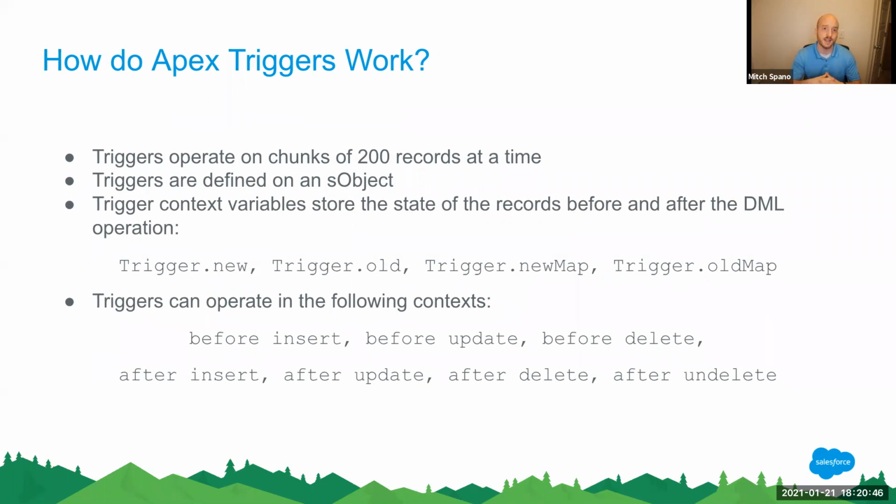Triggers are defined on a given sObject. You could have a trigger on Account, on Contact, or on Opportunity. Then we have some variables at our disposal when we're defining our triggers that help us specify which logic we want to implement. The variables which hold the records that we care about are Trigger.new, Trigger.old, Trigger.newMap, and Trigger.oldMap. We'll get into what those mean in just a moment.